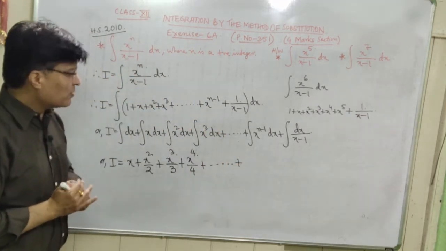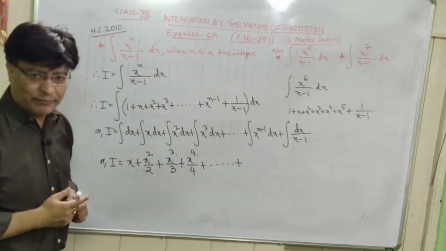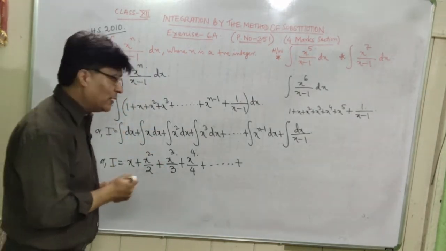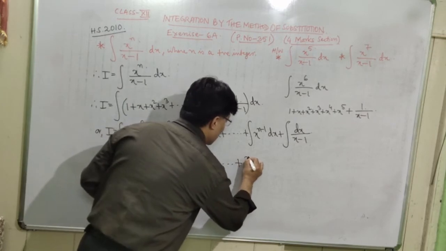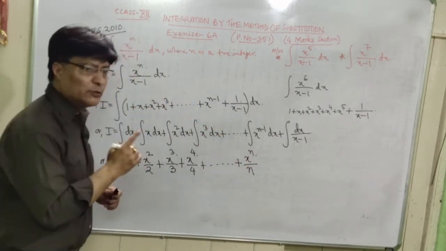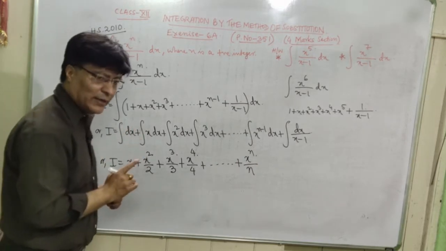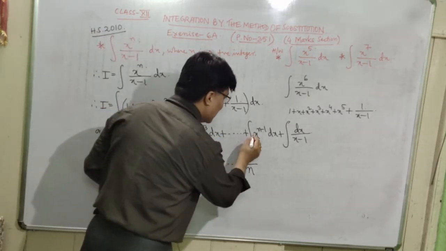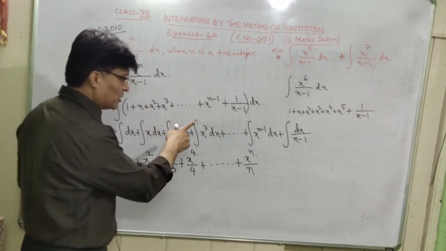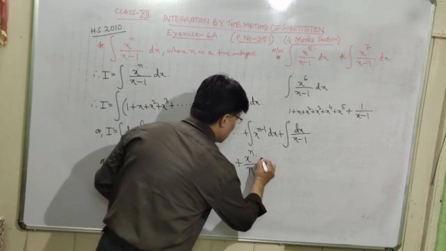Now what will be the integration of x to the power n minus 1? It will be x to the power n minus 1 plus 1, isn't it? Divided by n minus 1 plus 1. That means you will get x to the power n divided by n. So how did you get this one? X to the power n minus 1 plus 1 divided by n minus 1 plus 1. That will be x to the power n upon n plus.